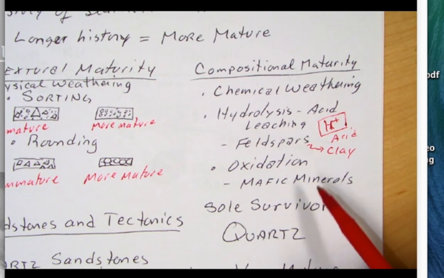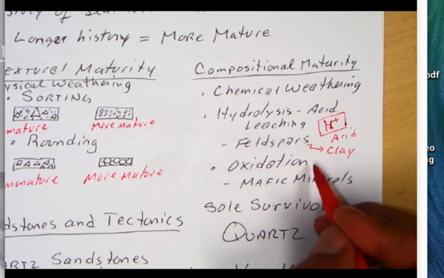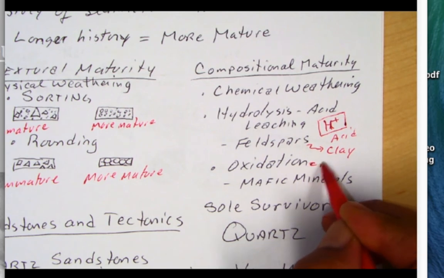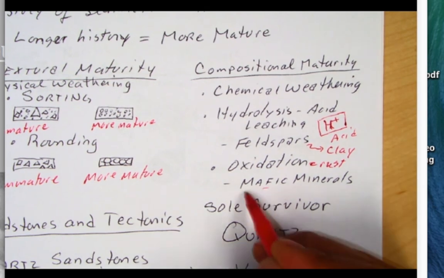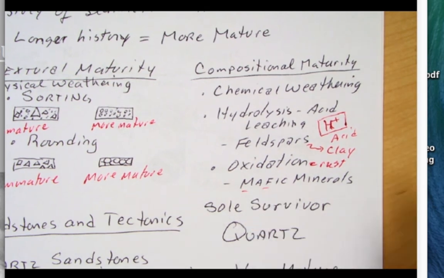Now, the other type of weathering is oxidation, and oxidation involves rusting, right? Oxidation is just a fancy way of saying rust. So anything with iron and magnesium, the mafic minerals, tend to rust. Olivine, pyroxene, amphiboles, hornblendes, they tend to oxidize pretty quickly in the environment. So if your sediment has dark mafic minerals in it, then it's immature, very immature.